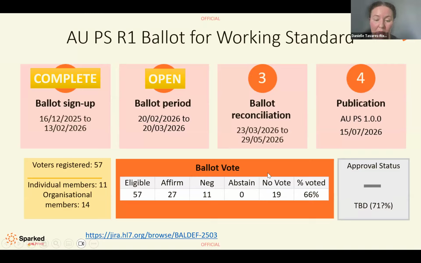So where we are now in terms of voting, we've got quite a few votes already in. There's 27 affirmative, there's 11 negative. Those are all from the same organisation though. 19 who have signed up have yet to vote. So we've got 66% voted. I'm chasing up a couple of folks. I think, Brett, you're also probably chasing up a few ballot voters with your HL7 AU ballot hat on.